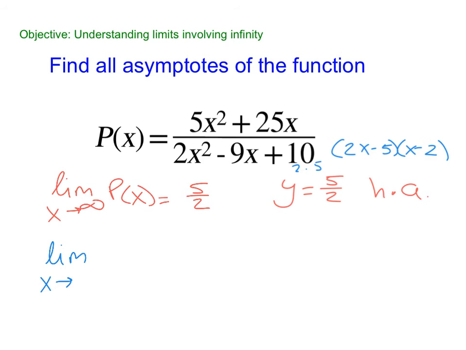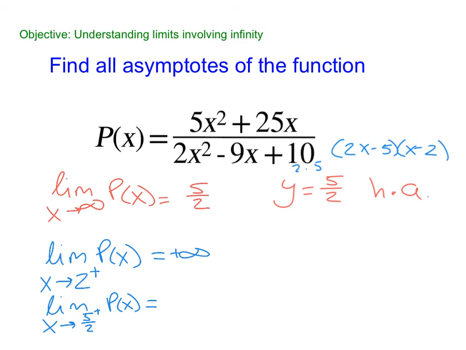So there's 2. The way I'm going to show this using calculus, the limit as x approaches 2 of p of x equals, I'm just going to do from the right. So that would be like 3. So that would be positive infinity. And then I could do the limit as x approaches 5/2 from the right. That's 2.5, so like 3. Do 3 again. That's also infinity.